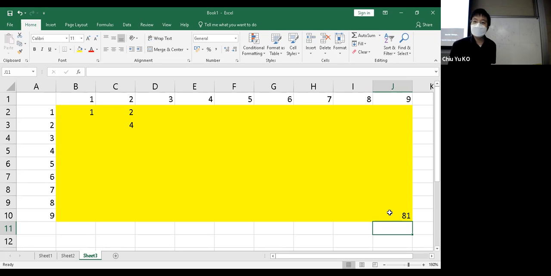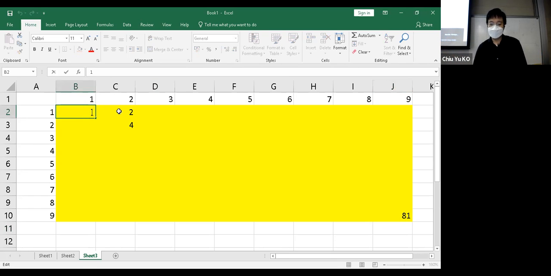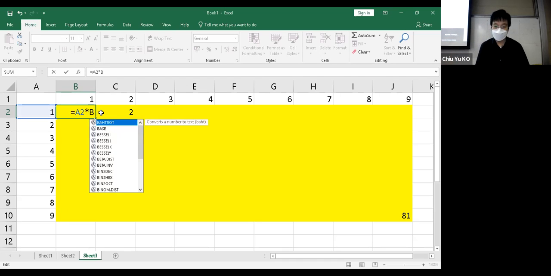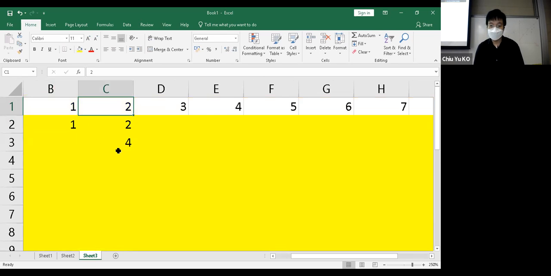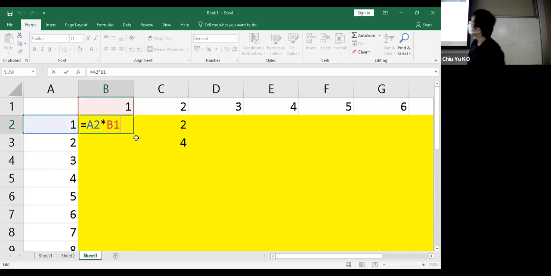To give you some hint, let me do the first column. In this case, you are multiplying A2 times B1. Maybe I make it bigger because you may not easily see that. So this is A2 times B1.